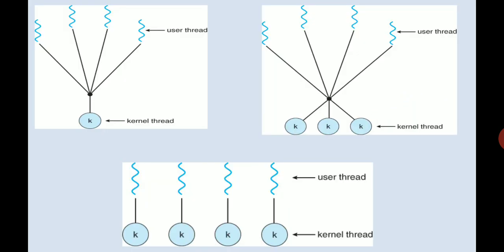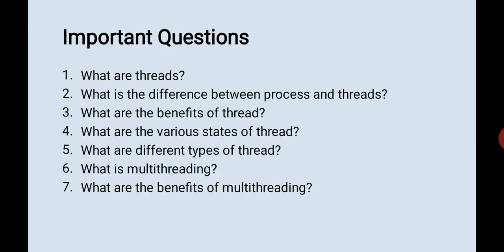So in the diagram also it is clear. See, the one on the top left is many user threads and one kernel thread, so many to one. The one on the right is many user and many kernel, so many to many. The one on the lower side is one user thread corresponding to one kernel thread, so one to one, right? So we are done.